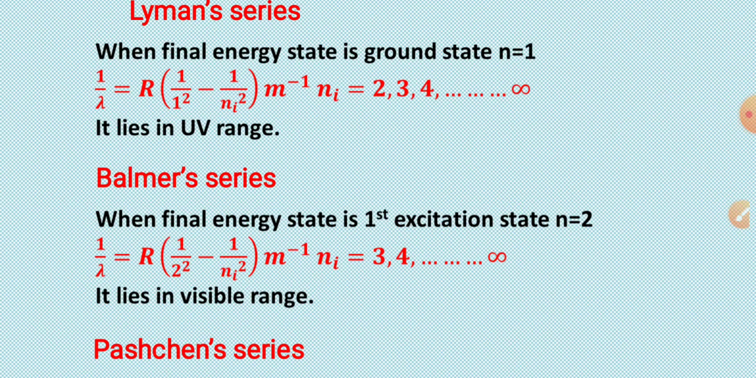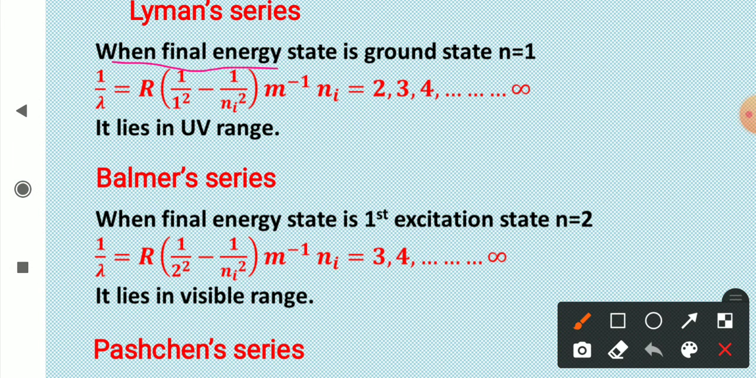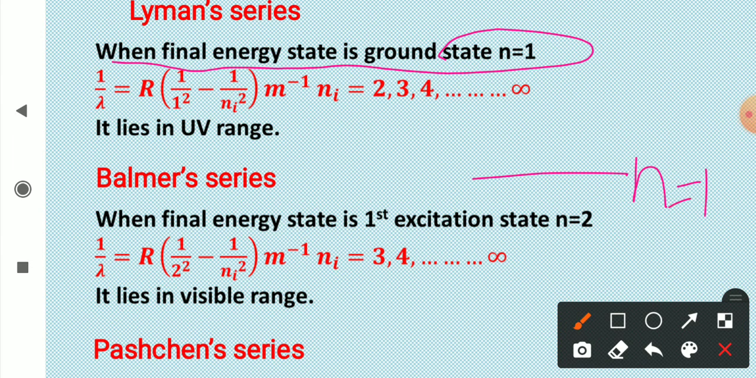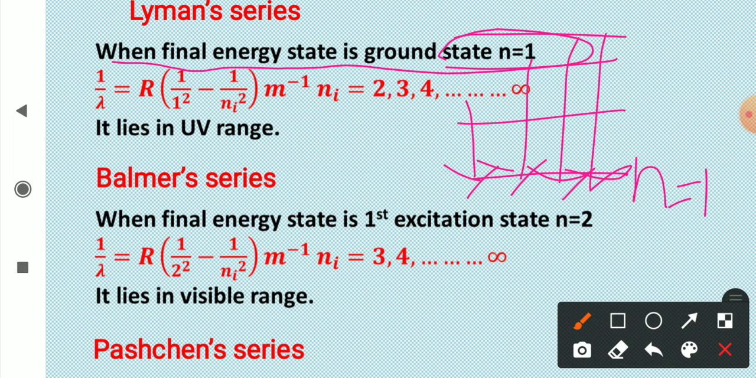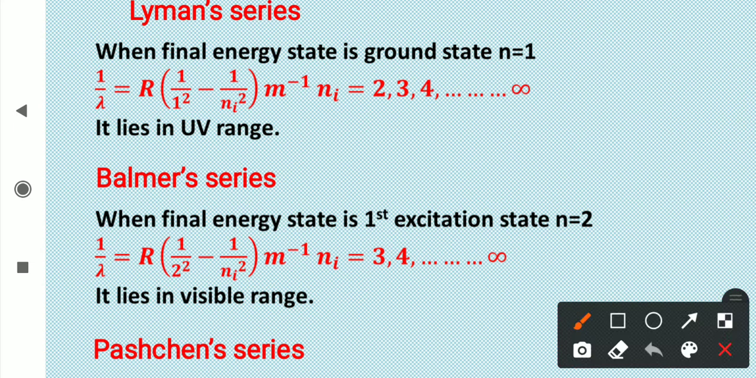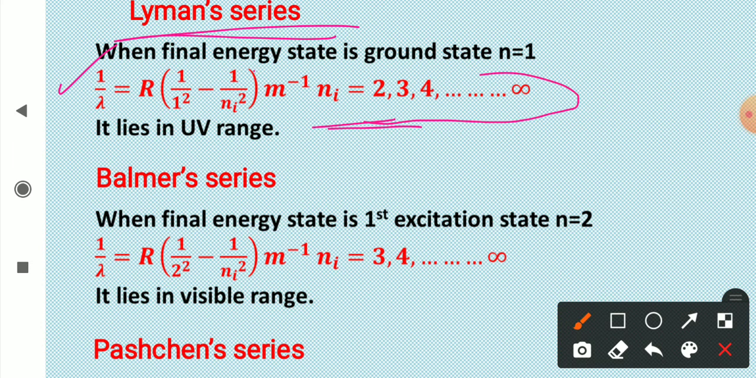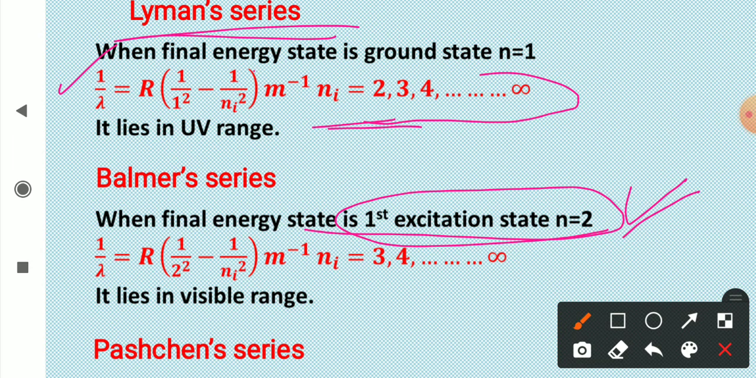So, when the final energy state is ground state, and all the electrons are moving to ground state, then the series of this spectrum is called Lyman series, and then this relation becomes 1 upon lambda is equal to R into 1 upon 1 square minus 1 upon ni square per meter, where this initial state ni can be 2, 3, 4 up to infinity.